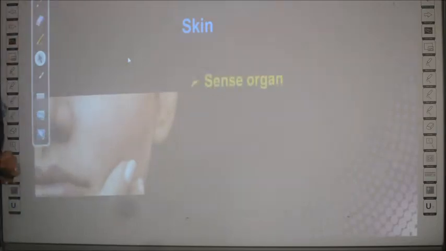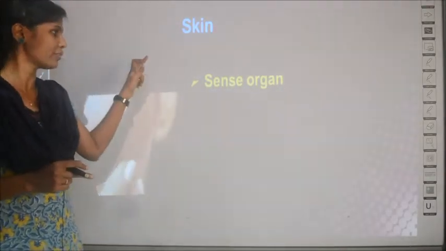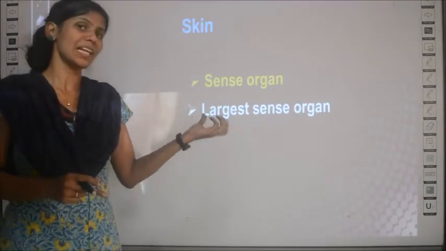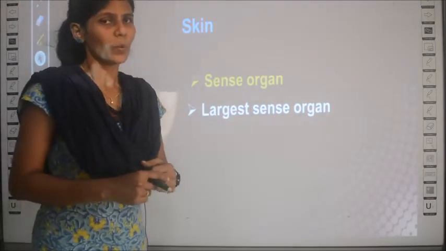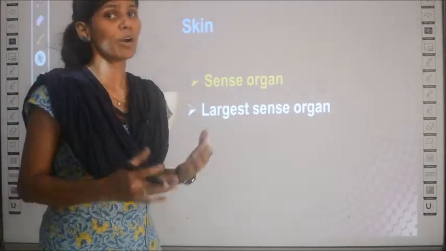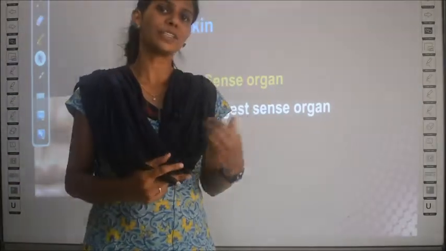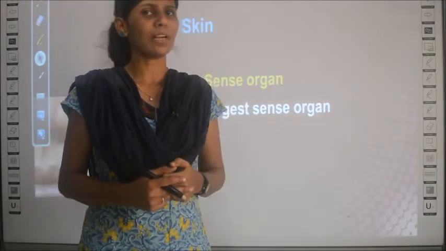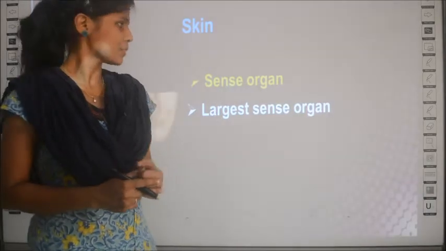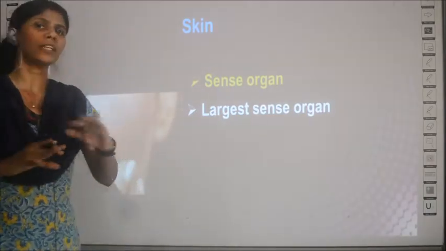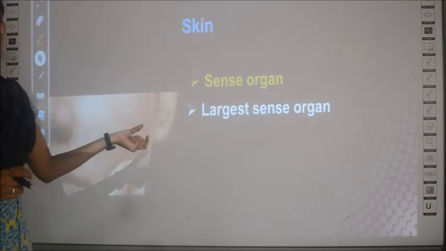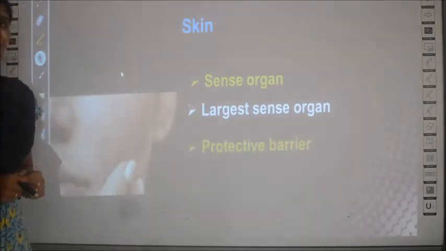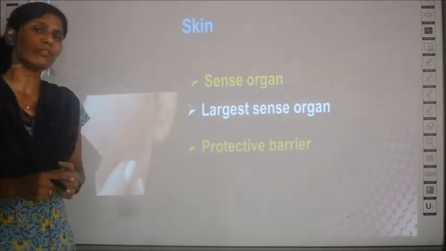What is skin? Skin is a sense organ. One of the 5 sense organs is skin, and it is considered the largest sense organ. Why the largest? Because throughout your body you have skin. In the case of the nose you have only one, and eyes or ears you have only a pair of eyes and ears, but skin covers the entire portion of the body. So, it is considered the largest sense organ, and it is a protective barrier.